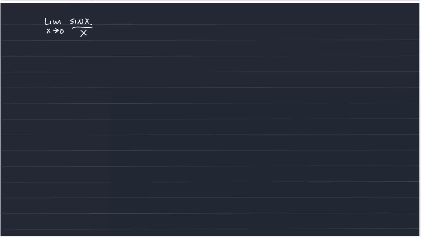Okay, so this is a situation where simple algebra won't work. But let's do a little bit of manipulation. And so we can subtract 0 from both the numerator and the denominator.